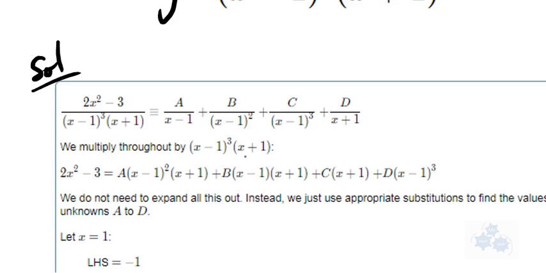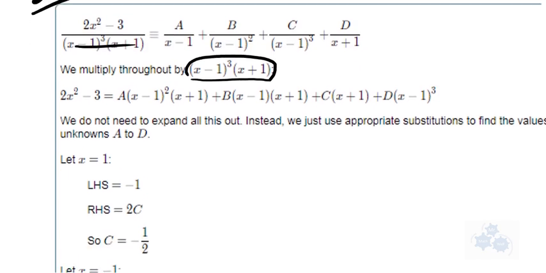If you multiply by this throughout, you're going to get rid of this on the bottom here, and you're going to end up with this line right here. Okay? So multiplying each term by this right here, which will get rid of all denominators. So one of the methods that we can use to start identifying what the constants are is to use substitution.